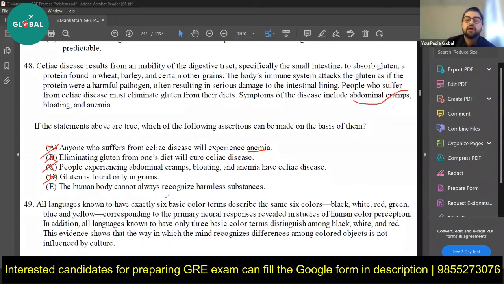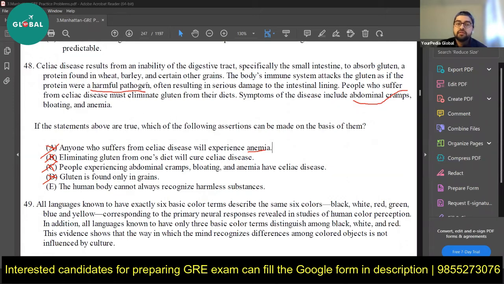because this is basically useful in other questions also of the same type. So he's saying the human body cannot always recognize harmless substances. So this type of option, he didn't mention it specifically in the passage. The author never mentioned this specifically in the passage, but he gives you some example. What he's saying, the body's immune system attacked the gluten as if the protein were a harmful pathogen. So he's explaining this information from an example of gluten. So gluten is not harmful, but the immune system is taking it as a harmful pathogen. And now he's saying the human body cannot always recognize harmless substances.